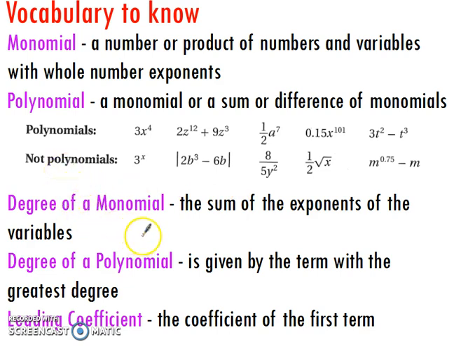Now let's look at the degree of a monomial. It is the sum of the exponents of the variables. Remember, a monomial is just one term. When it's the one term, you add the exponents of the variables. The degree of a polynomial is given by the term with the greatest degree. So when you're trying to find the degree of a polynomial, you need to figure out what each of the monomials are first. And then the leading coefficient is the coefficient of the first term when you've written it in standard form.